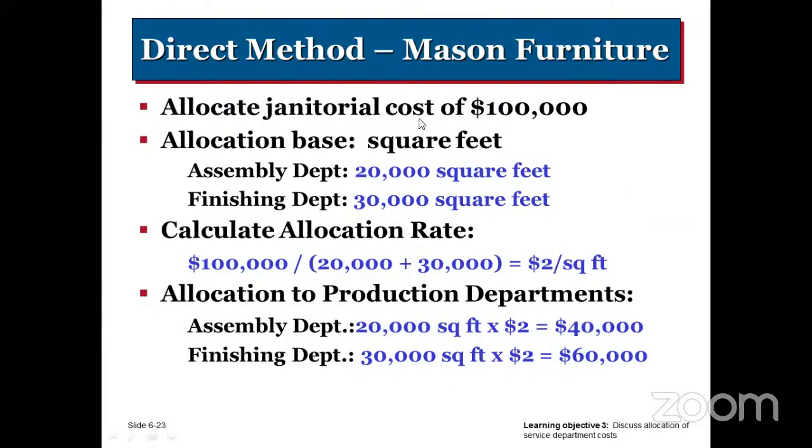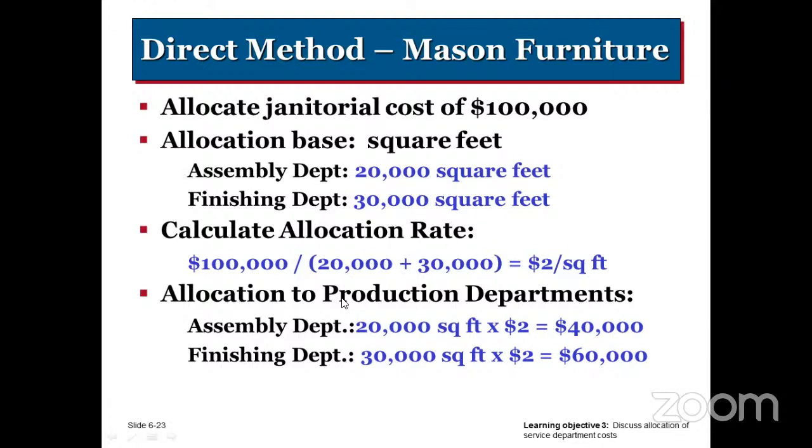So in this simple example, let's say janitorial cost is 100,000, the cleaning service is 100,000. So they use the allocation base of square feet. How big is the building? So assembly department takes up 20,000, finishing department takes up 30,000. So calculate allocation rate, very easy. Use 100,000 divided by 20 plus 30. This is the allocation base. So you will say $2 per square foot. You get it already. The answer is very easy and straightforward.